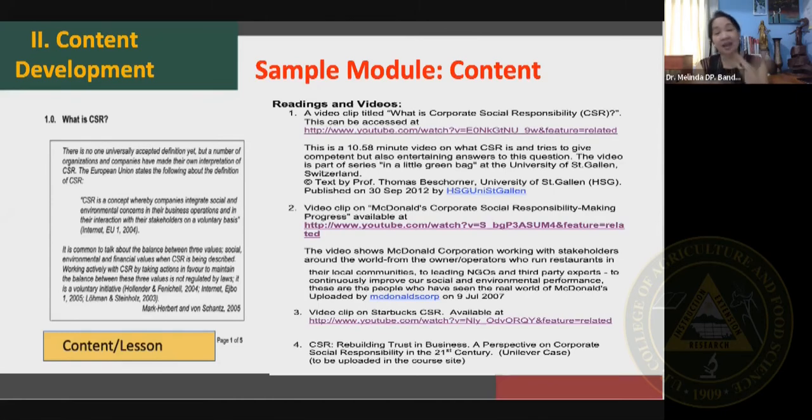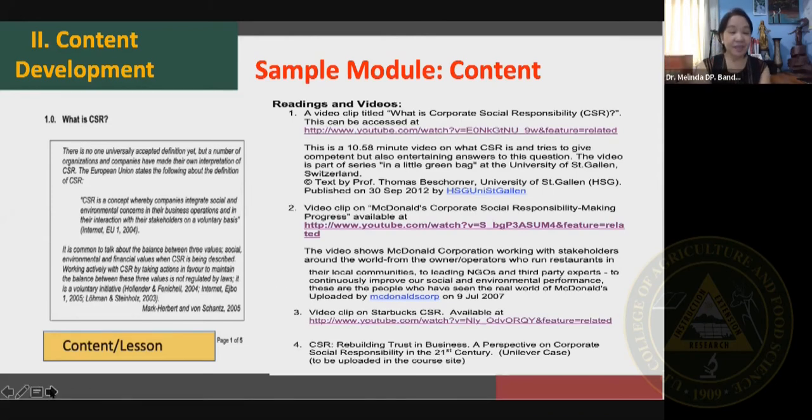So may mga ganyan na they can also consider. So hindi lang yung galing sa akin yung kanilang nakikita. So content lesson, this is part of the module, but I also included this list so that they can look at other sources of the content.